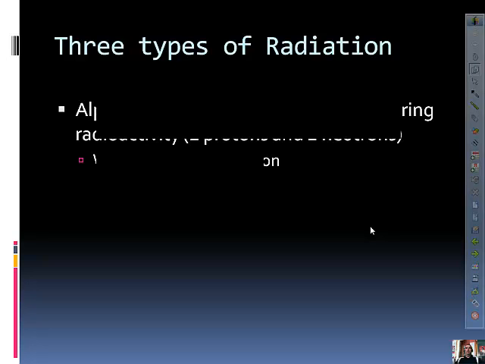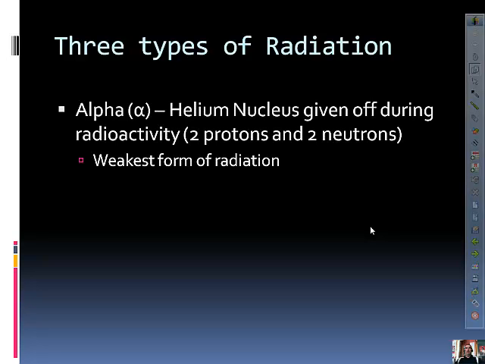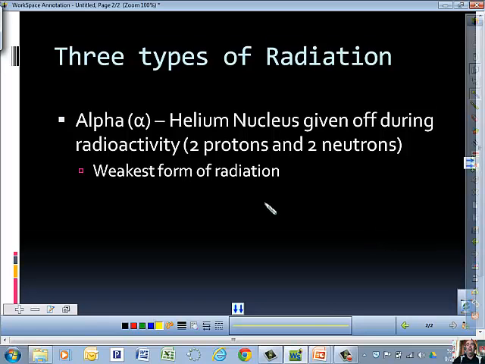Now, there's three types of radiation. The first one is going to be alpha. Alpha is just going to be a helium nucleus that is given off during radioactivity. What I'm saying is it's basically 2 protons and 2 neutrons. If we look at alpha in isotopic notation, it's going to be 4,2He. Again, that's going to be important for when we begin writing nuclear reactions. So again, it's a helium nucleus given off during radioactivity.